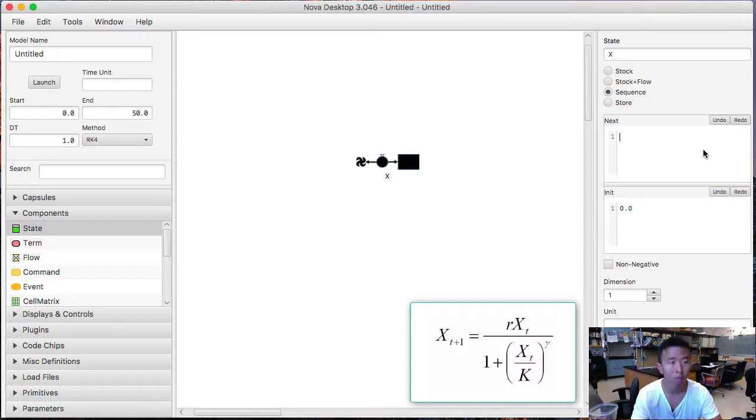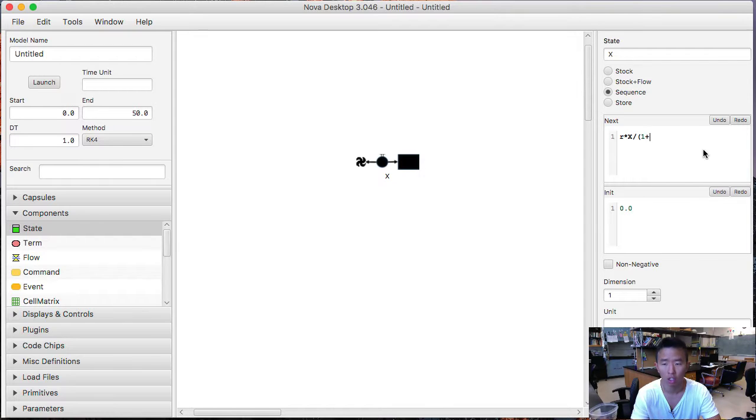So let's go ahead and put in the difference equation. It's going to be r times x over 1 plus, and here we're going to use something different: Math.pow(x over k, g), with g for gamma.